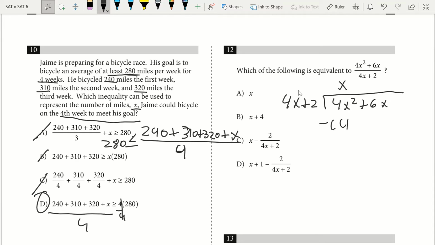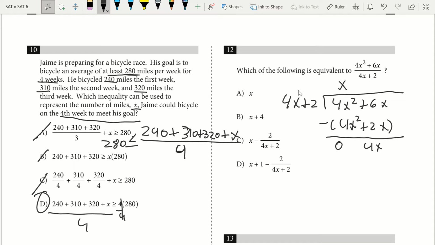So minus 4x squared. We have to also do x times our 2, so we get plus 2x. Now we subtract. So 4x squared minus 4x squared gives us 0. 6x minus 2x gives us 4x.